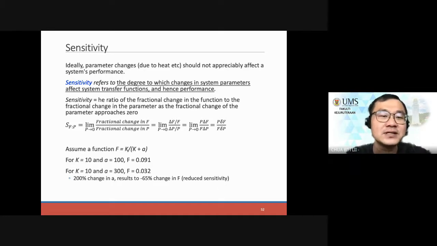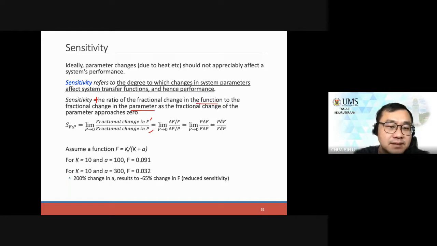So sensitivity refers to the degree to which changes of the parameter will affect the transfer function, and therefore the performance, how sensitive it is. Therefore, it refers to the ratio of the fractional changes, how fast, per certain value of it. So normally we may take it in this form. We put a limit on the fraction itself. So the fractional change in the function to the fractional change in the parameter, as the fractional change overall, when the parameter approaches zero, then what would happen to the function itself? So this is how it may look like.